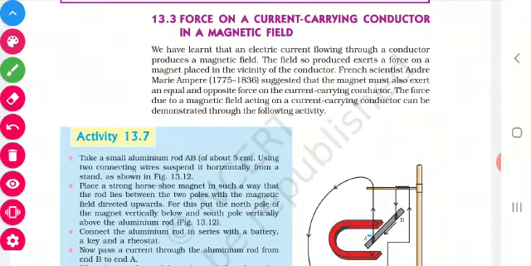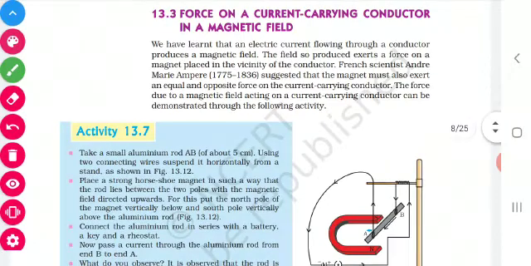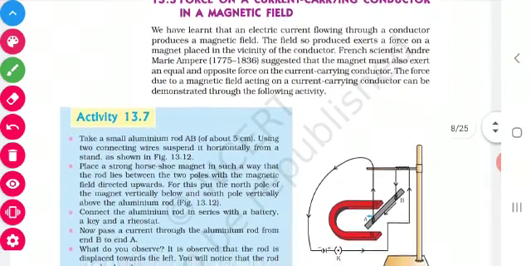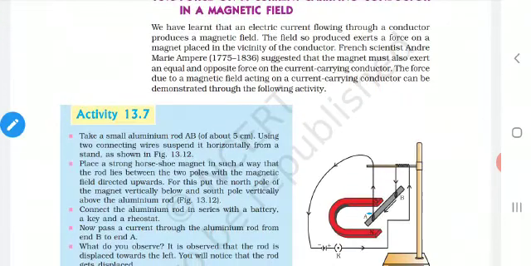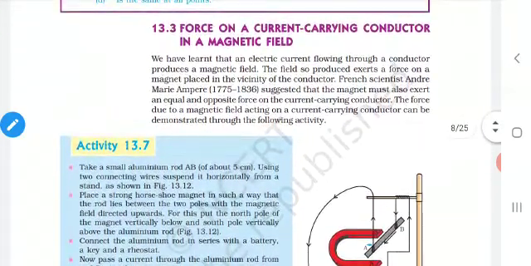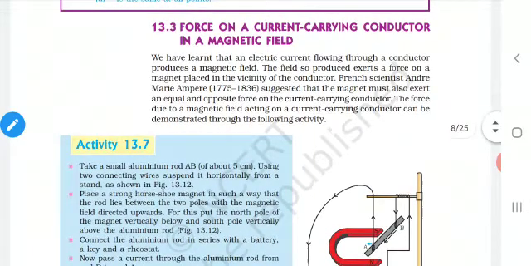In this class, we are going to see the topic 13.3, force on a current carrying conductor in a magnetic field. Before that, you have learned what is a magnetic field and you have also learned what are magnetic lines, isn't it? Now we are going to see how the force acts on a current carrying conductor in a magnetic field. Listen children, we have already seen that an electric current flowing through a conductor produces a magnetic field. That is, when the current is flowing through a conductor, it produces a magnetic effect.